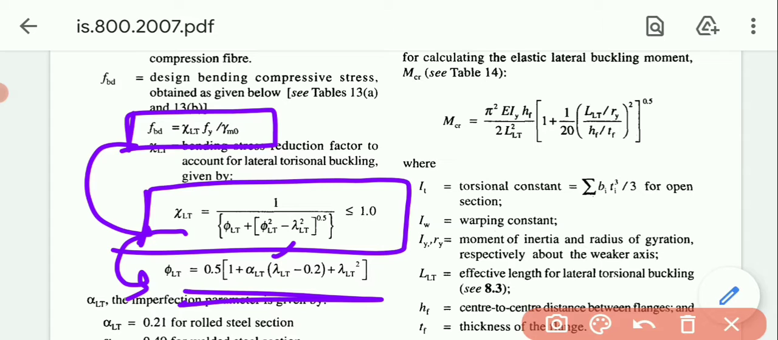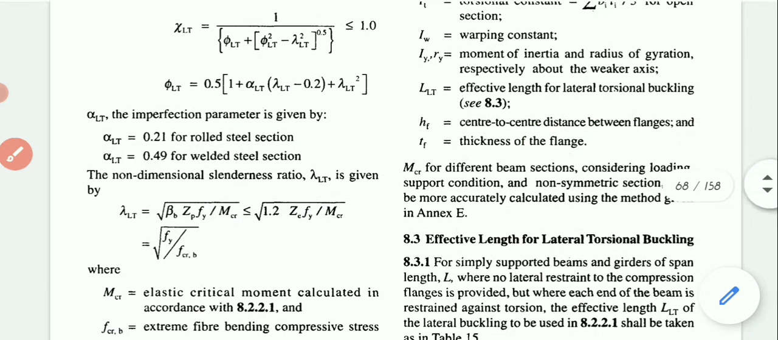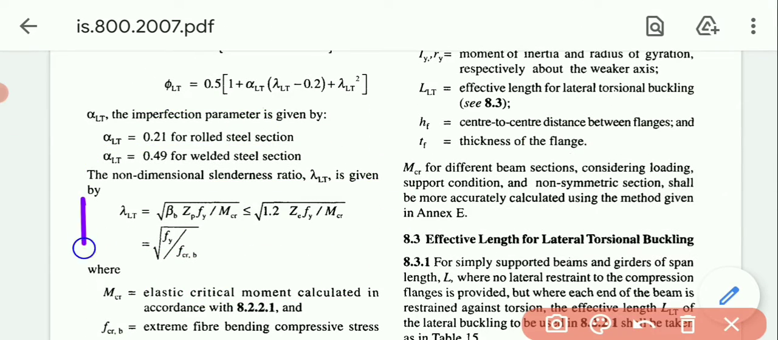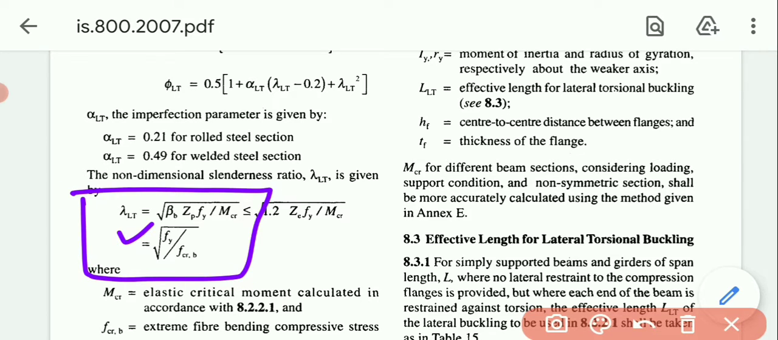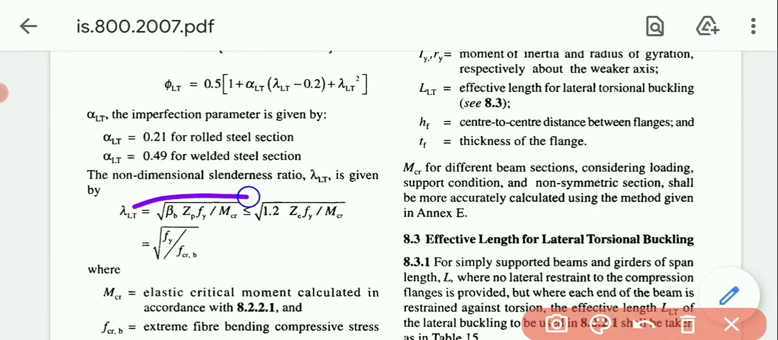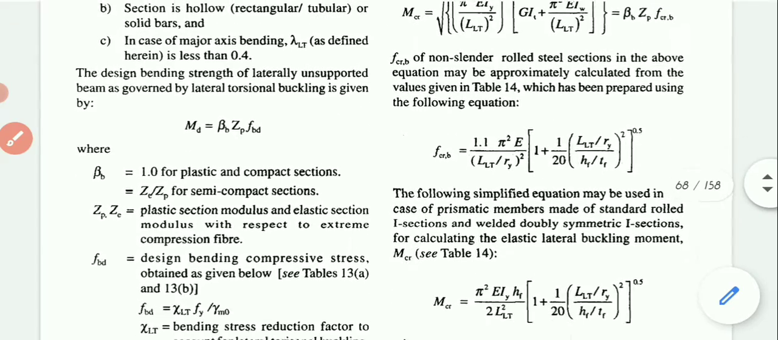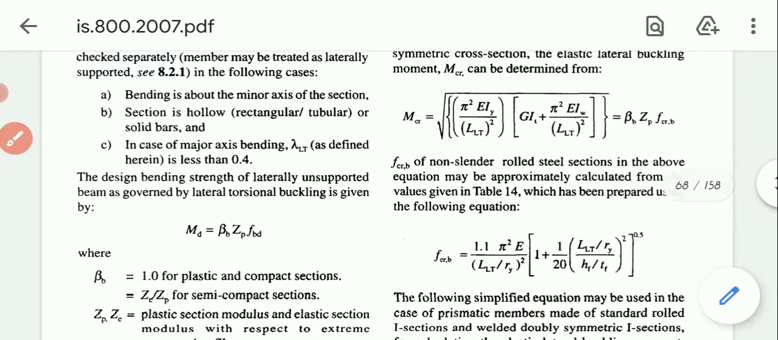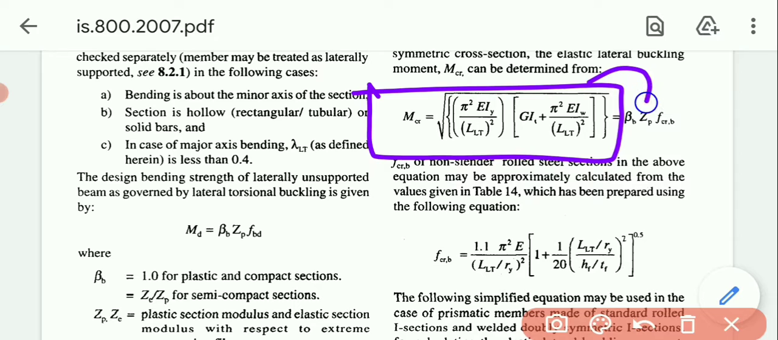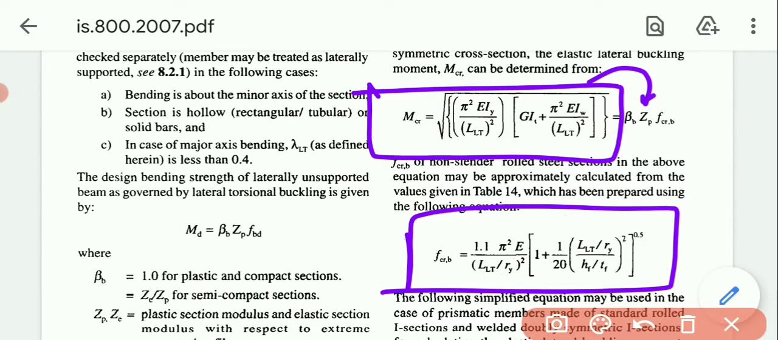In this one the unknown is lambda_lt. You can calculate lambda_lt over here. This formula is the root of beta b zp fy by Mcr, or we can say fy by fcrb. We can use any one of these formulas. In this one fcrb and Mcr are known, and their formulas are given over here. This one is the formula of Mcr, or fcrb, that is this one. So this is quite a long method.